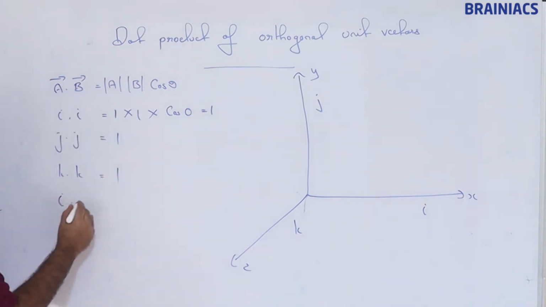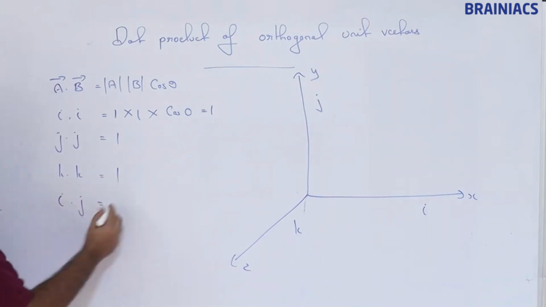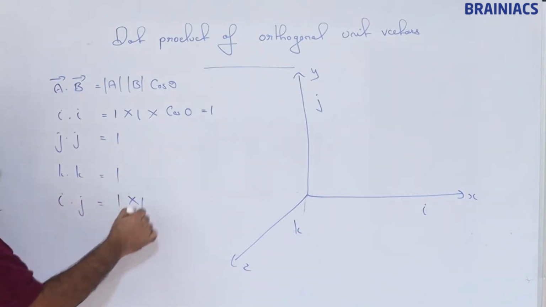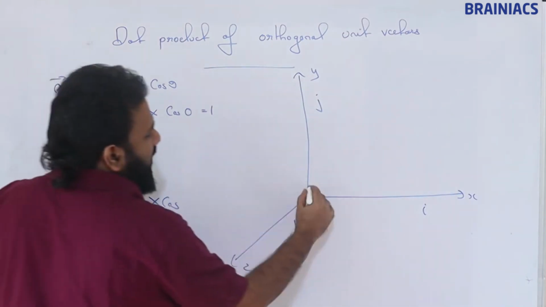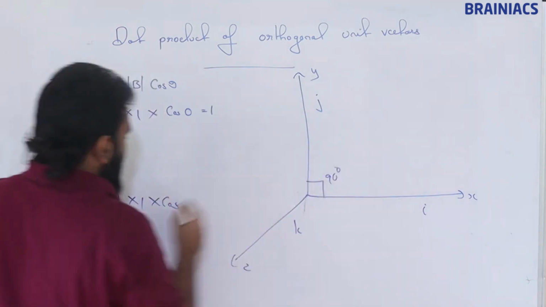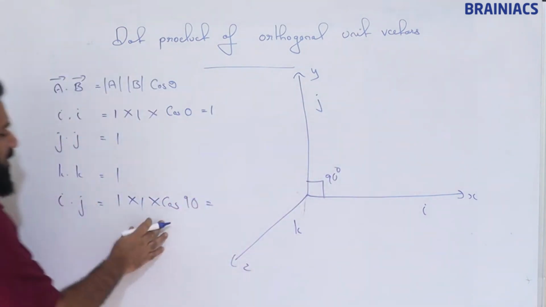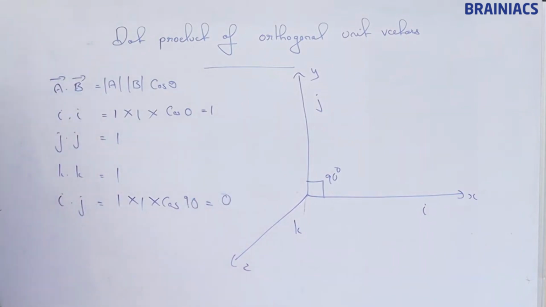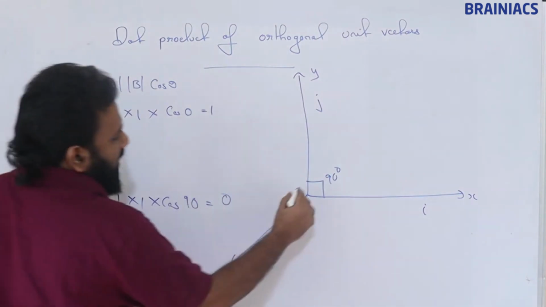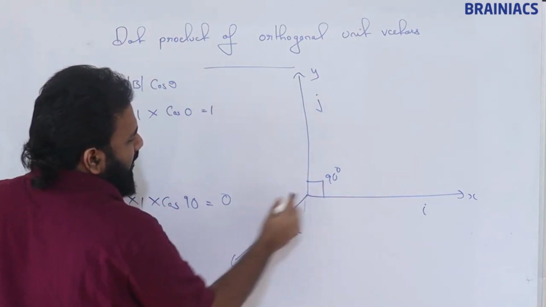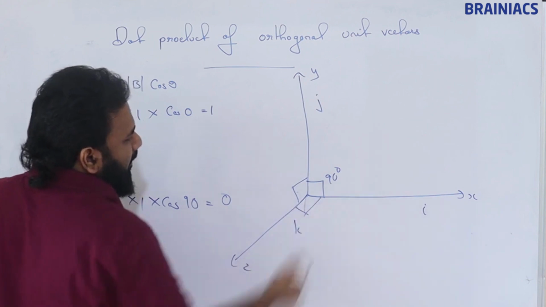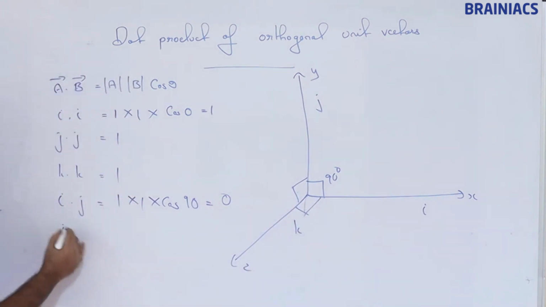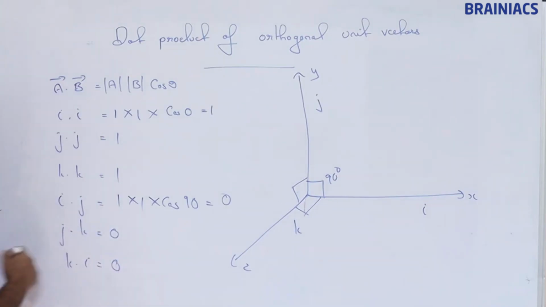Now suppose if we take I dot j, magnitude of I is 1, magnitude of j is also 1. What is the angle between I and j? This is 90 degree. So we will put cos 90. Cos 90 is 0. So I dot j will be 0. Same is the case with j and k. They are also at 90 degree. So j dot k is also 0. K dot I is also 0.